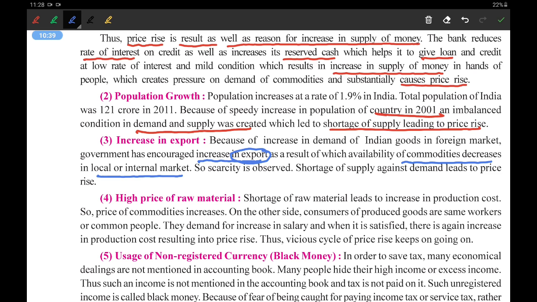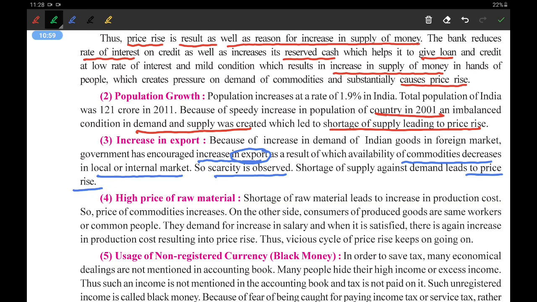So due to exports also the price rises. Scarcity is observed. See what will happen, the scarcity will increase, and due to the scarcity ultimately what will happen is this will lead to the price rise, right? So export is also a very important reason for the price rise.